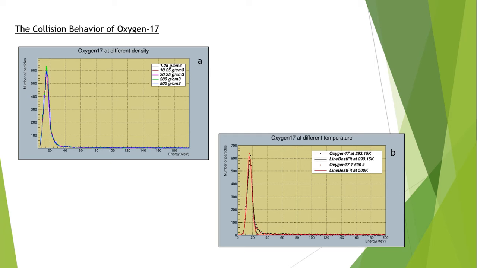As you can see, even though the density and the temperature of the reaction are different, this figure shows that the nuclear reaction of oxygen 70 at a wide range of oxygen energy from 0 until 180 MeV is actually not influenced by the external environment such as density and temperature, respectively.